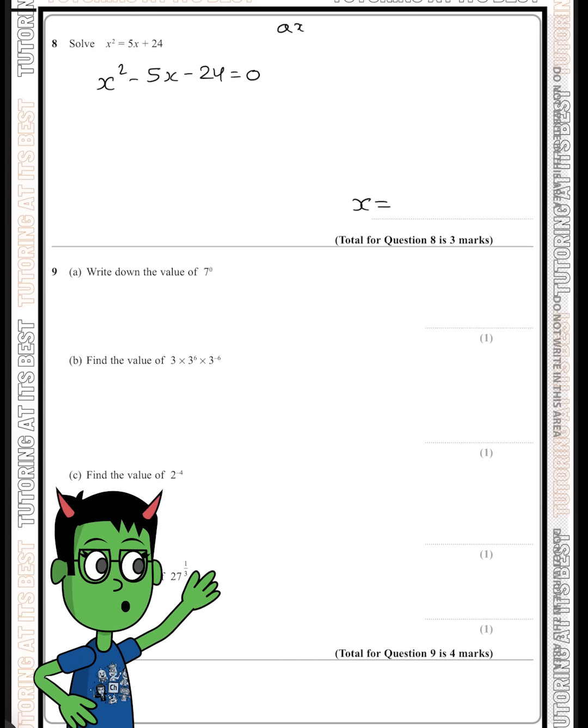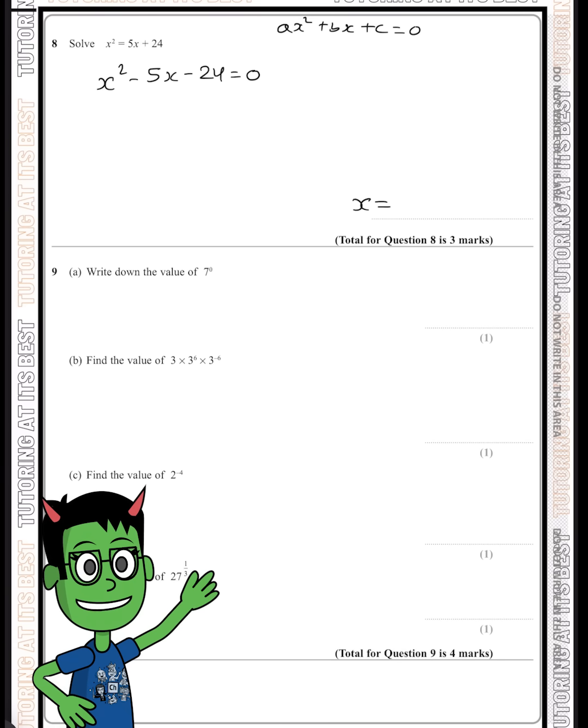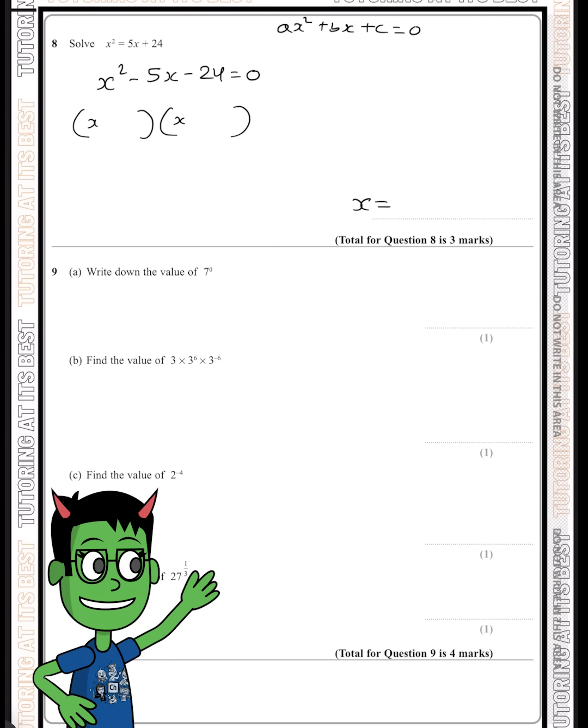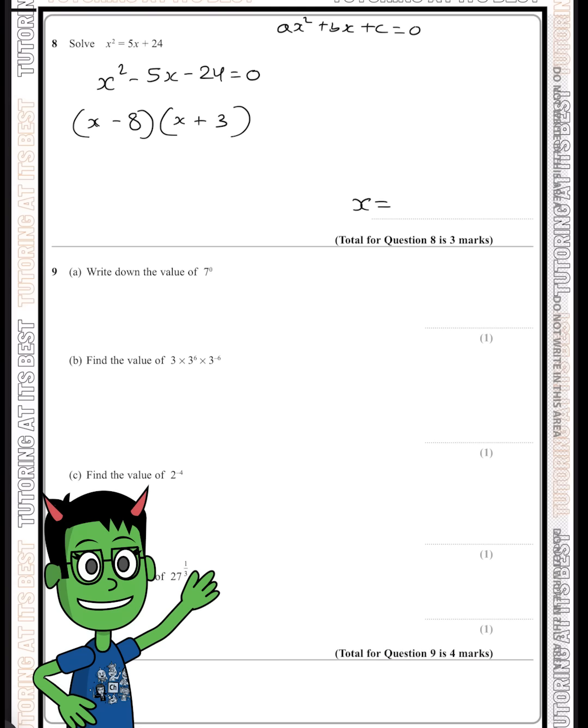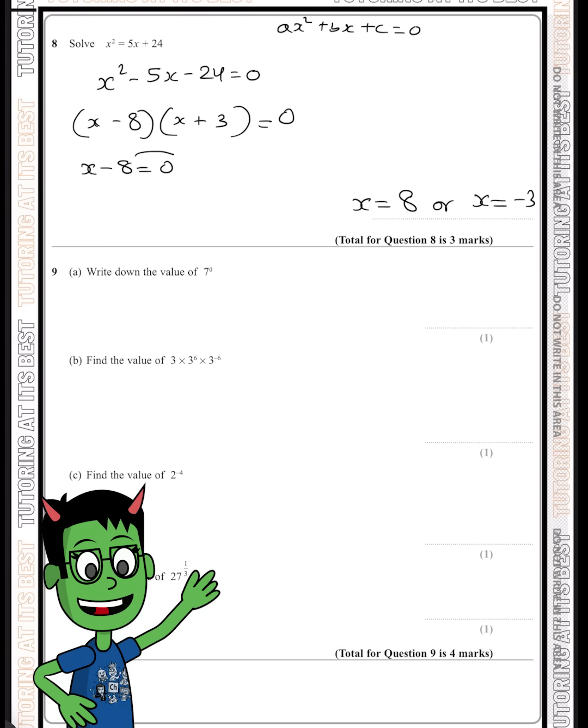Remember, this is in the form of ax squared plus bx plus c. We'll then find two numbers that can multiply to give us minus 24 and add to give us minus 5. So again, we'll have double brackets, and that's going to give us x minus 8 and x plus 3 equals 0. So now we know the values of x are going to be plus 8 or minus 3. Brilliant work. And the way we do this is we have x minus 8 equals 0, but you make x the subject, so x equals 8, or x plus 3 equals 0, you make x the subject, and that's minus 3. Fantastic.